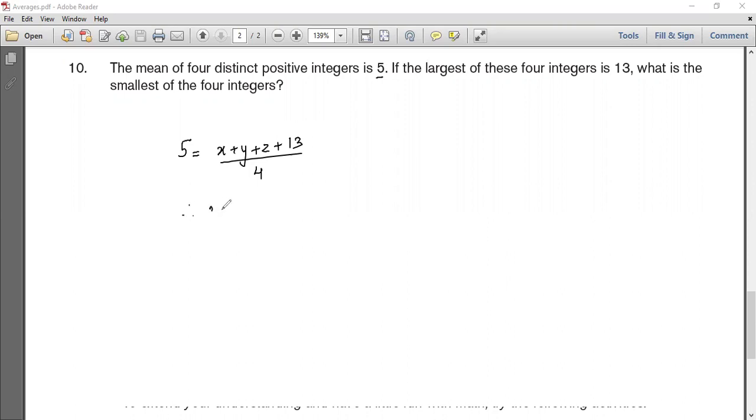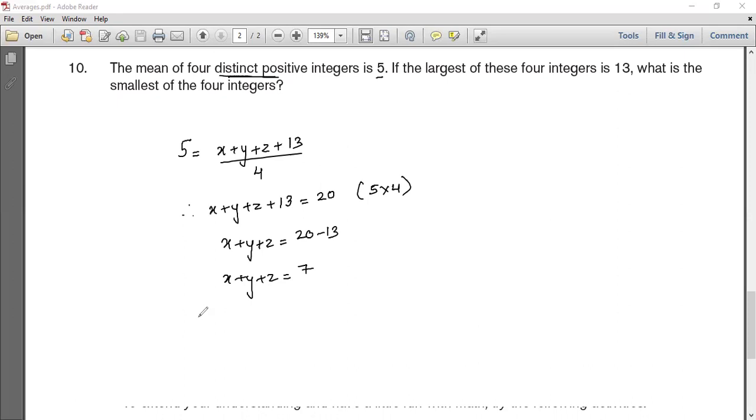So therefore, the sum of x plus y plus z plus 30 is equal to 20. 20 is actually 5 times 4. So if you say the sum of this is 20 minus 30, so x plus y plus z is equal to 7. Now, since they are saying it has to be four distinct positive integers, we have to have distinct positive integers that add up to 7.